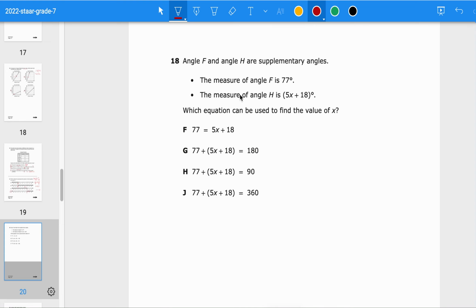Number 18. Supplementary angles. What is supplementary angles? That means F and H, their sum will be 180. So now F is 77. The measure of H is 58 plus 18. So if we just plug in the value of F and H, what do we have? 77 plus 5x plus 18 equals 180. Let's find out the right answer. G it is.